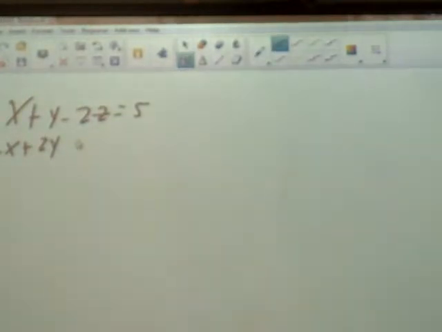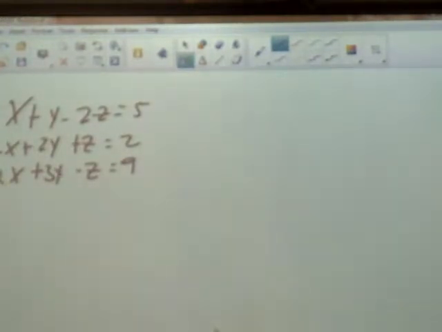Here I got x plus y minus 2z is equal to 5. Then I've got negative x plus 2y plus z is equal to 2. And then I've got 2x plus 3y minus z is equal to 9.